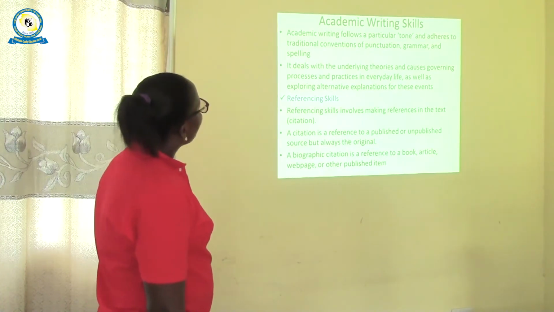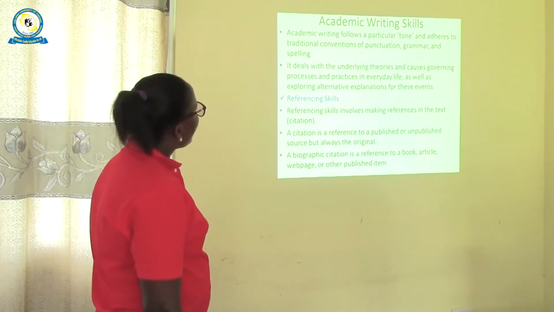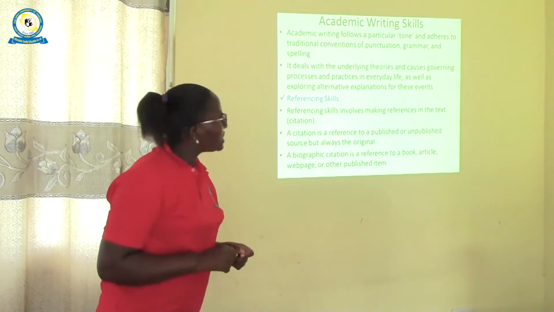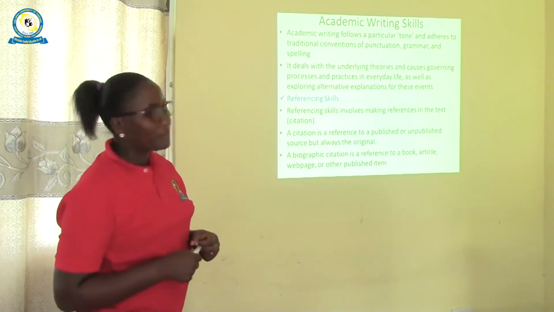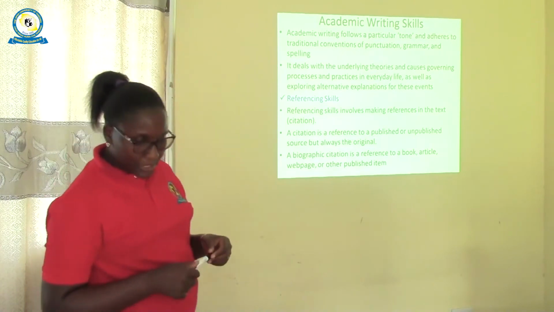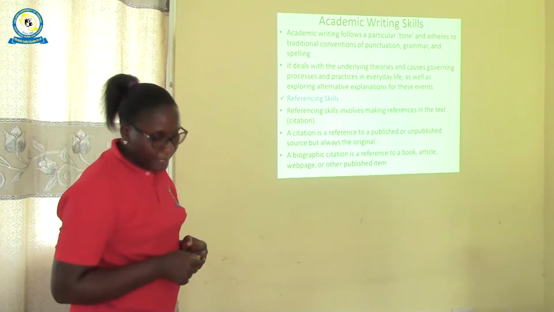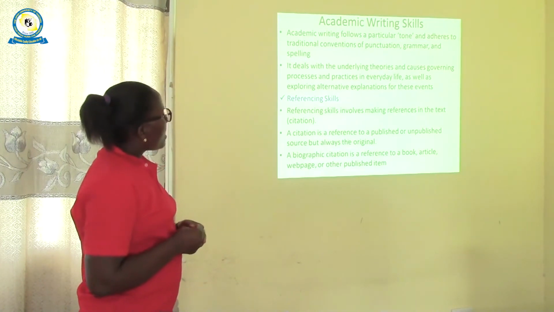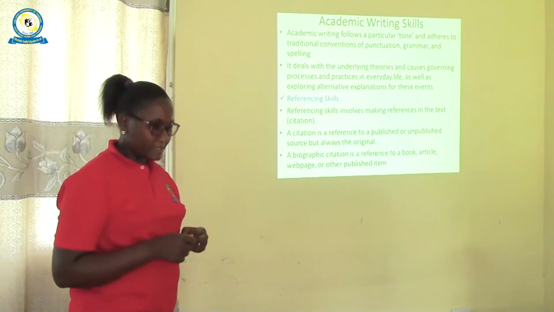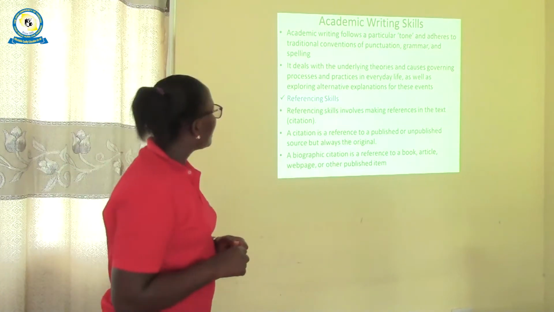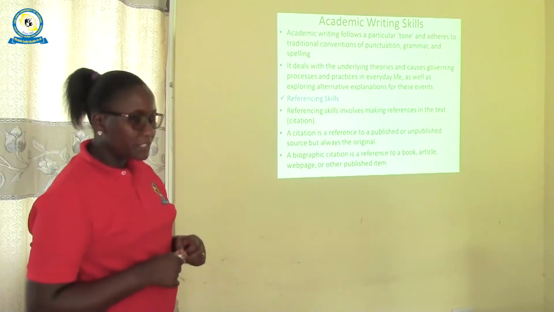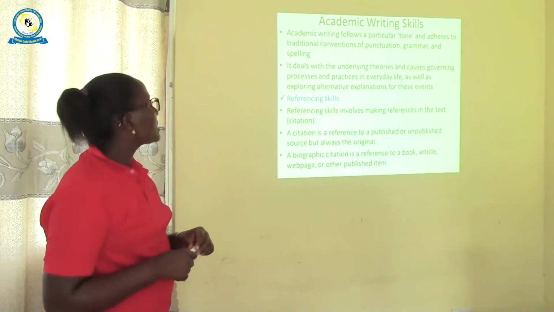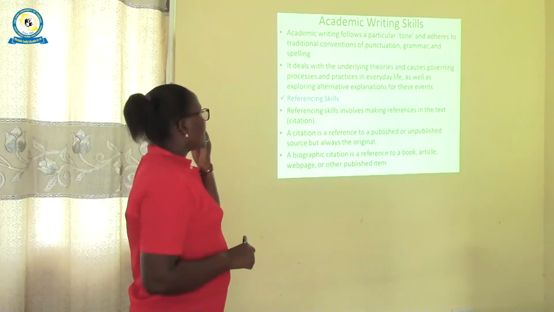Now let's look at what is academic writing. Academic writing follows a particular tone and adheres to traditional conventions of punctuation, grammar, and spelling. So academic writing basically gives us agreed guidelines that guide people in the academic field, the academician, to be able to produce acceptable text in the field.